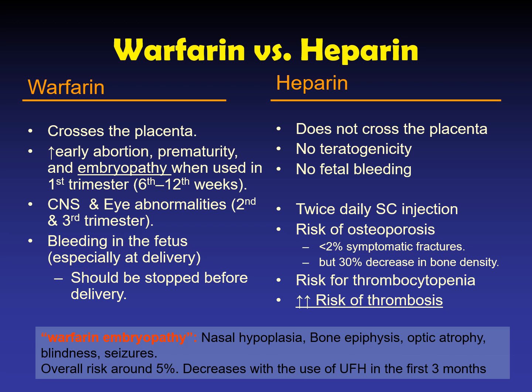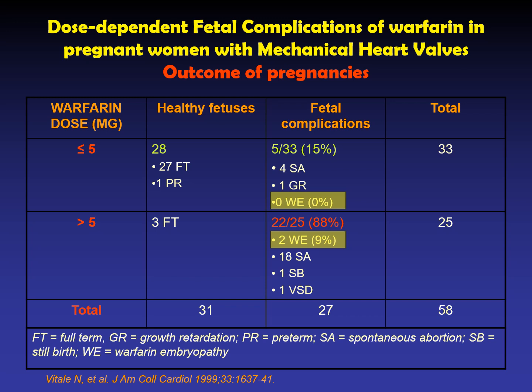So the recommended anticoagulant for pregnancy is low molecular weight heparin because it does not cross the placenta, is not teratogenic, and does not cause fetal bleeding. Heparin is a twice daily subcutaneous injection, although there is risk of osteoporosis and risk for thrombocytopenia, and this is dose-dependent. Because of the complications of warfarin in pregnant women with mechanical heart valves, avoid warfarin as much as possible.